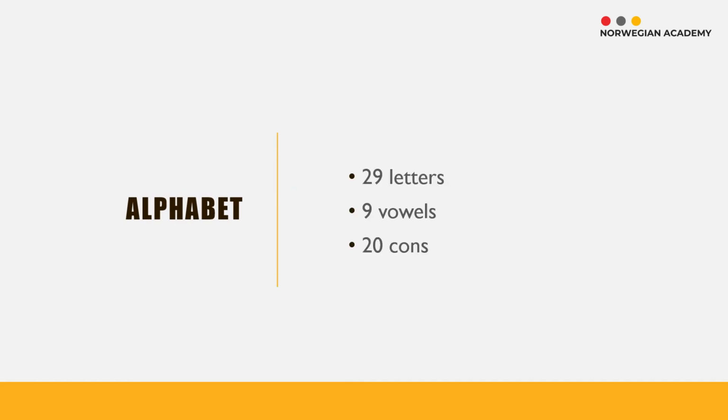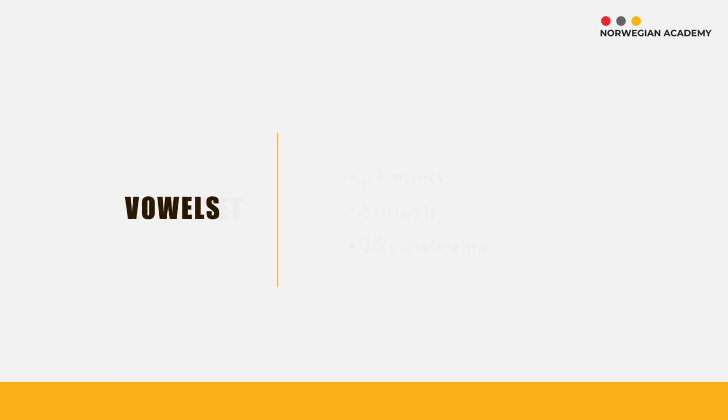Hello! In this lesson we are going to learn the Norwegian alphabet. The Norwegian alphabet consists of 29 letters, 9 vowels, and 20 consonants. Vowels are letters such as A, E, I, U. Consonants are letters such as F, M, N, P, K.